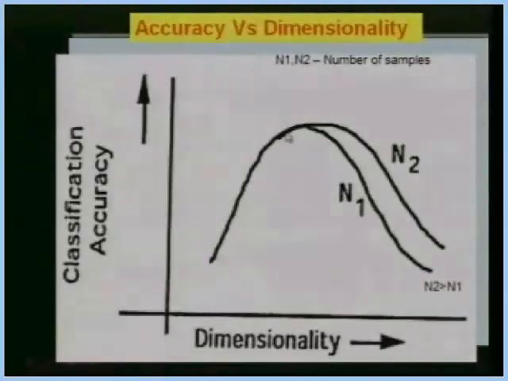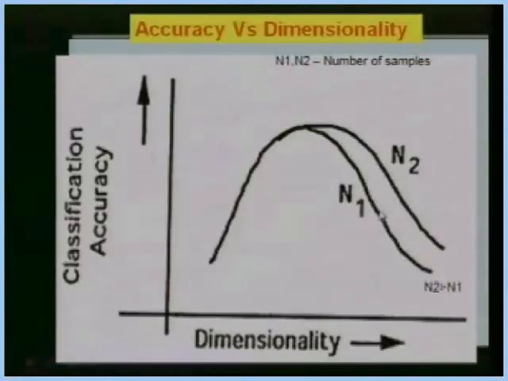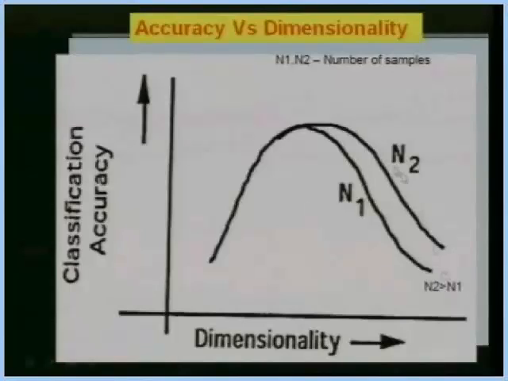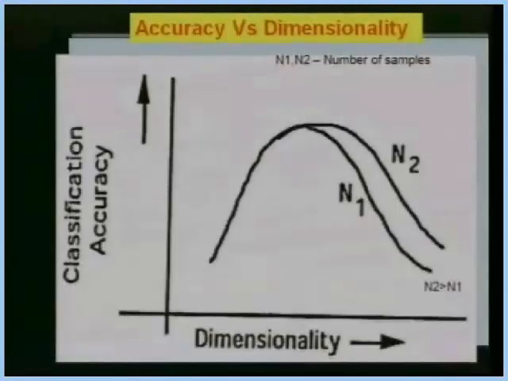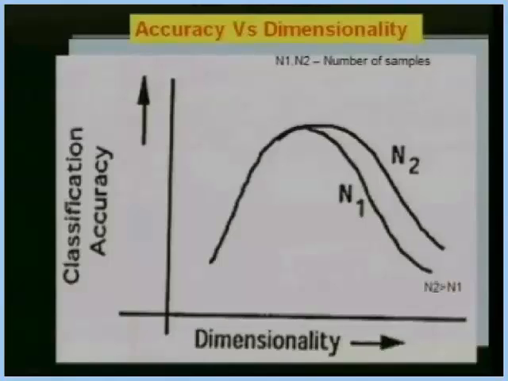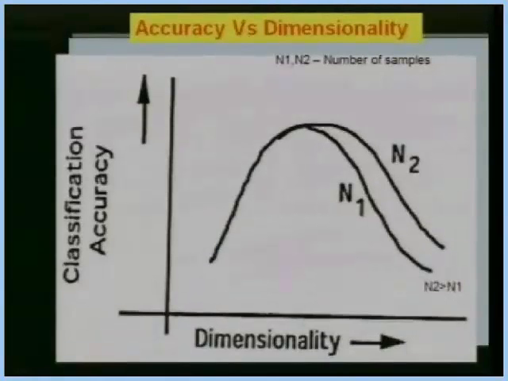If n1, n2 are the number of samples, with dimensionality on the x-axis and classification accuracy on the y-axis, if your n2 is greater than n1, beyond some point your classification accuracy tends to decrease. So you need to have some optimal number. What will be the number of samples required for a robust estimation of your covariance matrix elements?